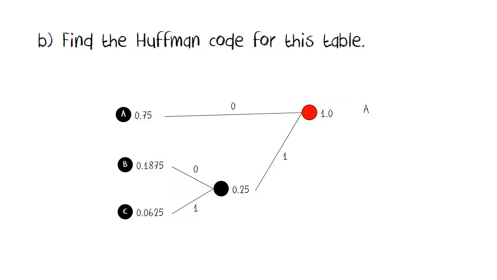First, we go from the red node and try to find a path towards A. In this case, we simply follow the branch labeled 0, and then we've already reached A. So the code for A is just 0.